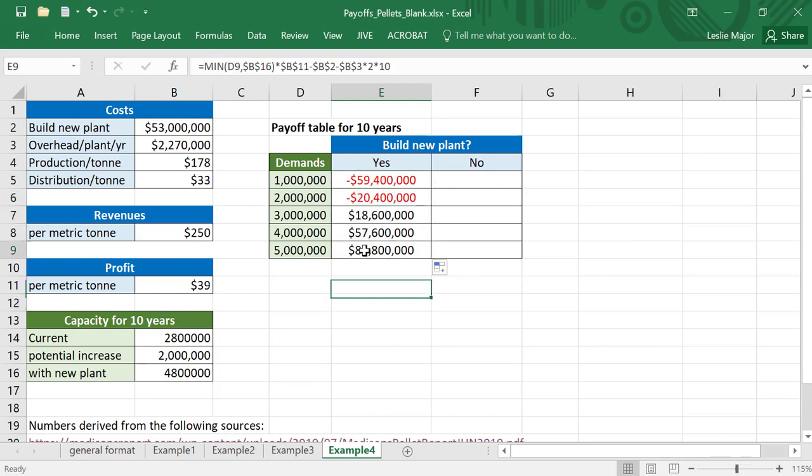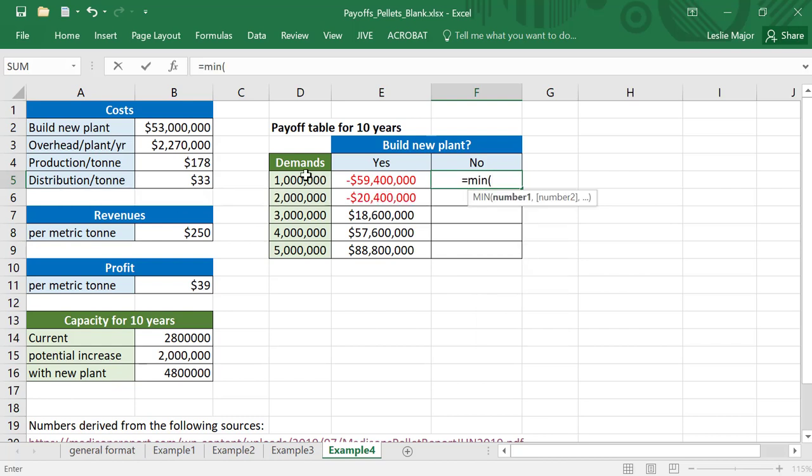Okay, so here we are. We definitely are starting to make money over the 10 years if we have the 2 plants instead of the 1. And let's look at not building that new plant. Okay, so same thing, another min call here. You're going to be getting used to those over time, between our demand and our capacity, now at the 280,000, or 2.8 million if we don't build the second plant, times that by the $39 per metric ton produced. Minus from that, we don't need to minus the 53 million. We're not producing that new plant.